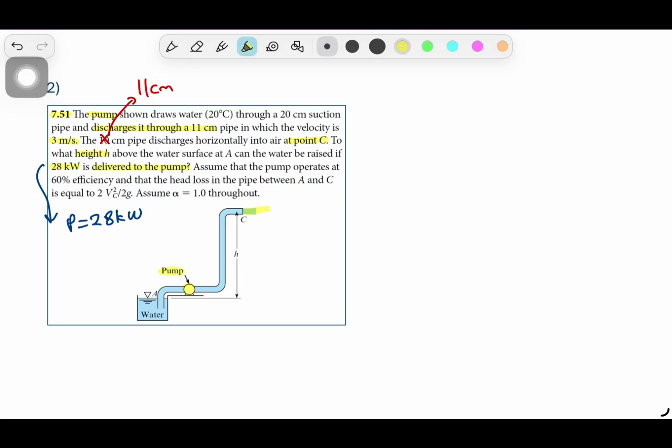And we are assuming that the pump operates at 60% efficiency and the head loss in the pipe between A and C is equal to 2 Vc square over 2g. Again, we have a constant of 1 throughout the system. So again, let me write the energy equation. It's already given, but it is always wise to select between these two points, like between the surface and the outlet. So we have this energy equation.